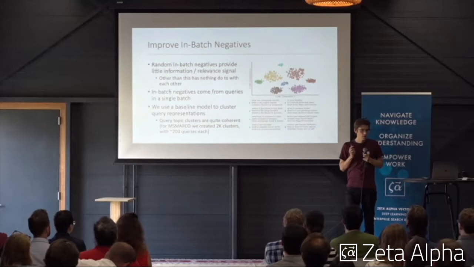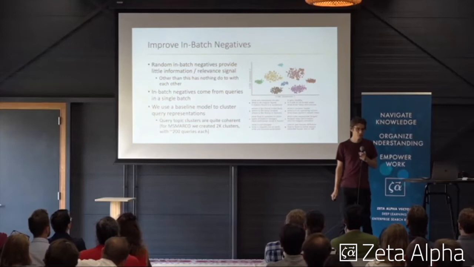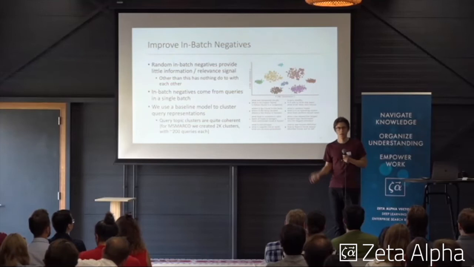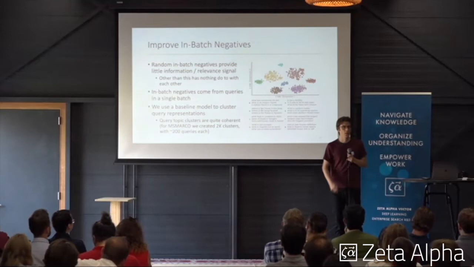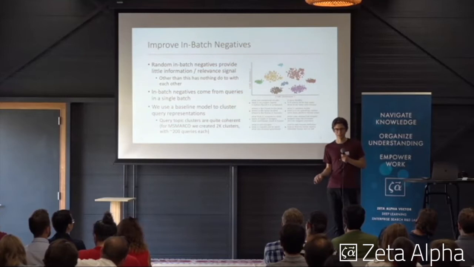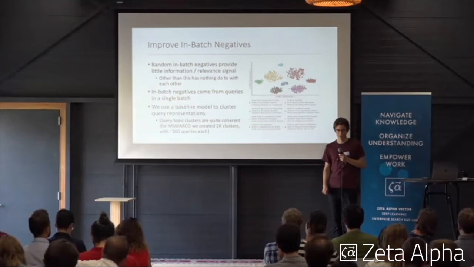But wait, so we have now this great dual supervision approach to fine-grained train on in-batch negatives. But if we sample completely random queries in our batch, the in-batch negatives have nothing to do with each other, because the collection is large enough that the likelihood of two queries having something to do with each other in a single batch is very low.